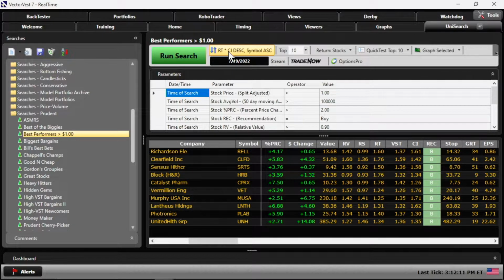This is for the benefit of the new folks, never seen VectorVest before, right? So you see that we're getting good prudent style stocks. The RV and the RS are acceptable. RVs are really good to excellent. What becomes maybe the most important thing then is what 10, because there's going to be more than 10 stocks that this search returns. So what 10 am I going to buy?